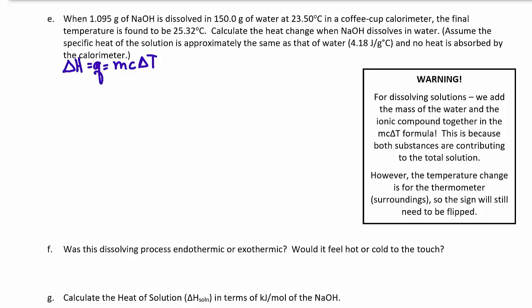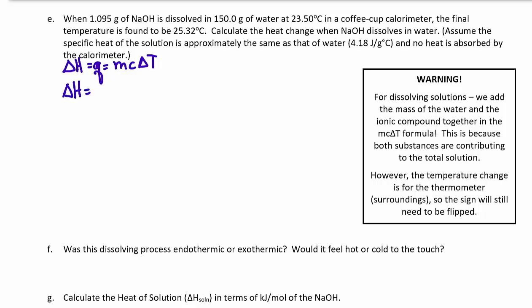But this is a little bit different when we're dissolving because our system is actually inside of our water. So when we dissolve solutions, we add the mass of the water and the ionic compound together in our mc delta T formula. This is because both substances are contributing to the total solution, and that's what we are measuring. We're measuring the solution temperature. All right, so what we're going to do here is we're going to add our mass of our sodium hydroxide and our mass of our water in the delta H calculation.